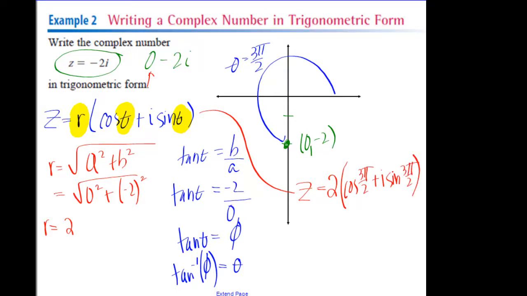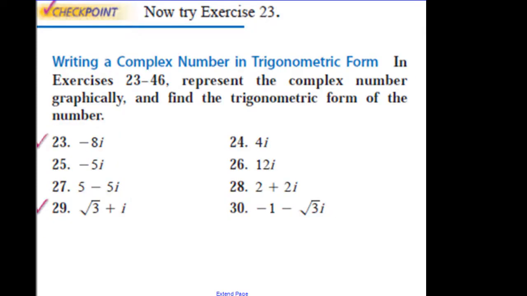A couple things worth noting before we move on. Remember, your r is always positive. It's always going to be the length of a segment, and your theta will always be the same. All right, go ahead and try exercise 23 in your notes. Make sure you plot it, find r, and then put it into trig form. Check your answer in the back of the book. Come back when you're done.